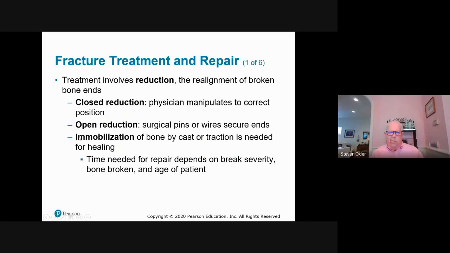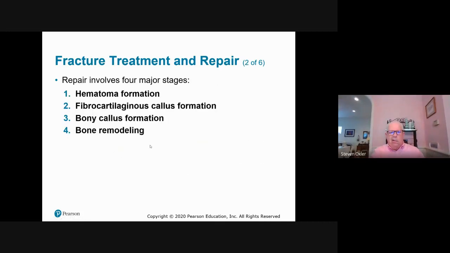But either way, I'm going to immobilize it, and I'm going to mobilize it into a cast. And most fractures in normal people take between 6 to 8 weeks to heal. Okay? So whether it is a closed reduction or an open reduction, I'm going to immobilize you in a cast. Okay? So how do we repair bone?